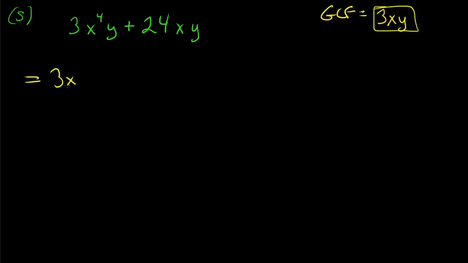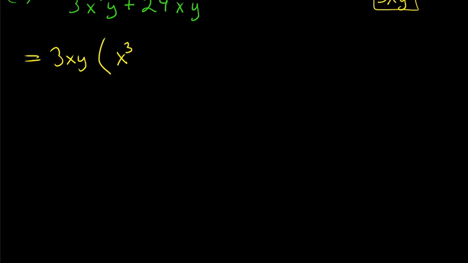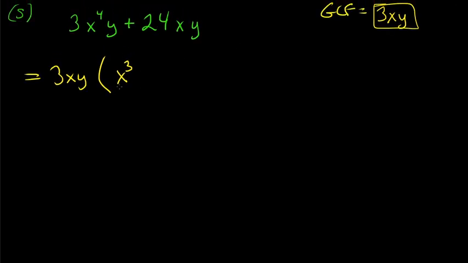Okay, so as a first step, let's factor that out. So 3x to the 4th y divided by 3xy is just x cubed. I'll move that down a little bit. Sorry about that. All right. Now the next term, right, it's going to be a plus. 24 divided by 3 is 8. X divided by x is 1. Y divided by y is 1. So it's just 8. Okay, so 3xy times x cubed plus 8. So that's what we have so far.